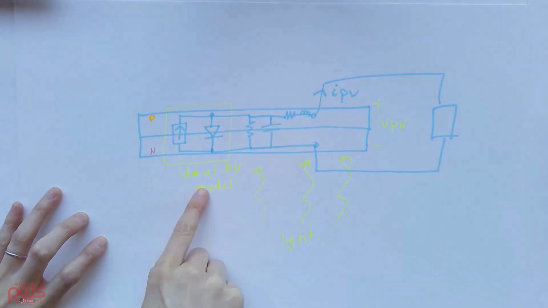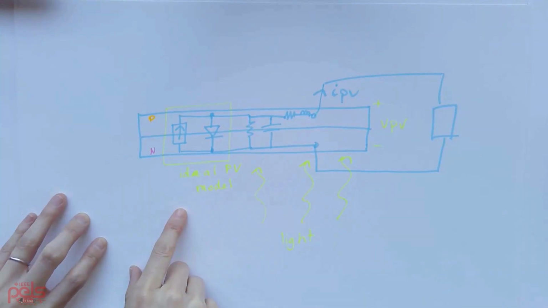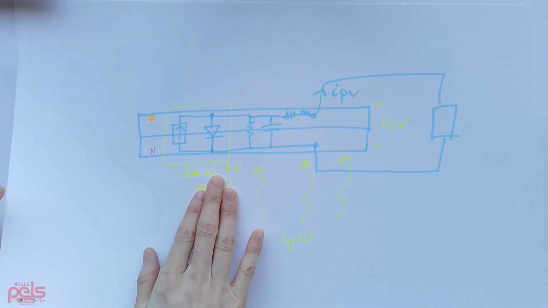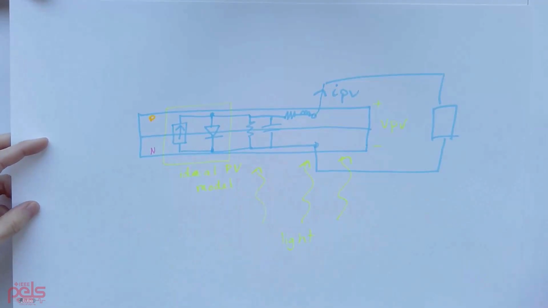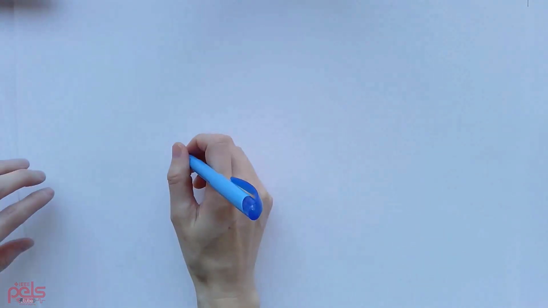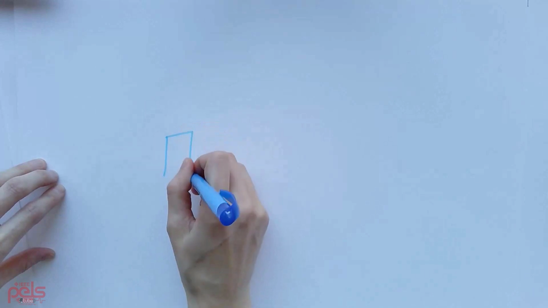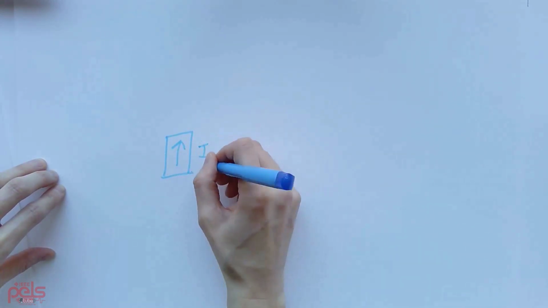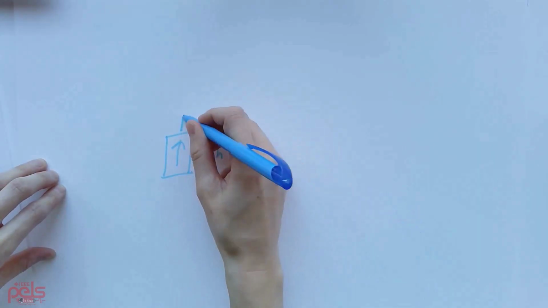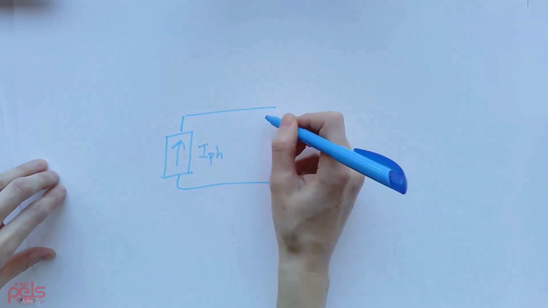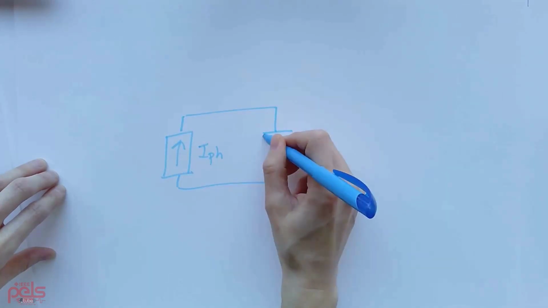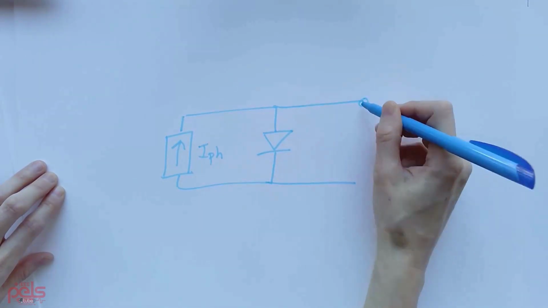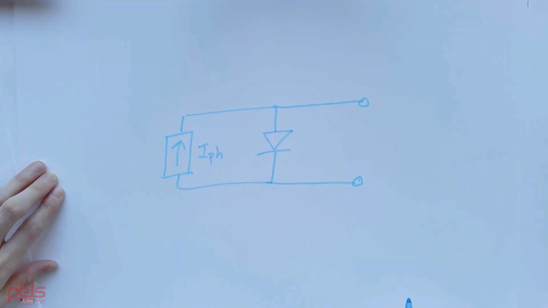All right, so we're going to focus on this ideal photovoltaic model and go a little bit more into what that looks like in terms of IV characteristics. So from this model, we're going to redraw that here. So we have a current source. I'm going to call that IPH for the photo current. And then we have our diode going down here. And this again is based on the PN structure of the photovoltaic cell.